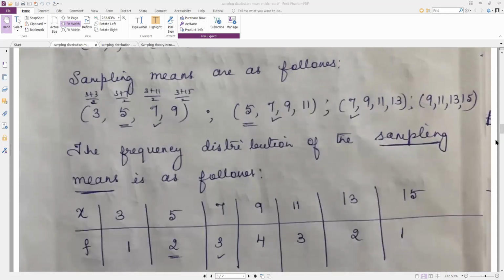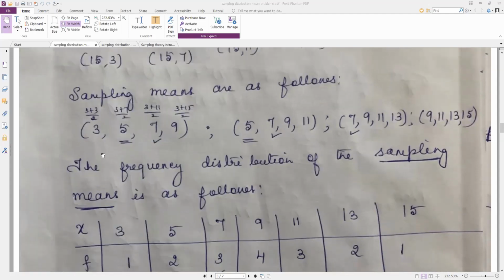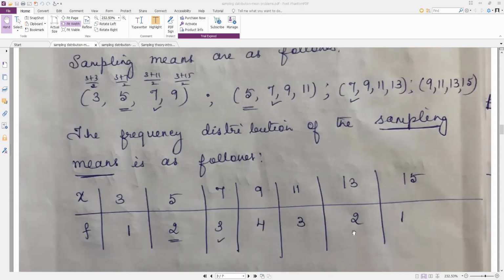The frequency distribution of the sampling means is as follows. Here X are the sample means, and then we need to write the frequency. Now, which are the sample means? We got 3, 5, 7, 9, 11, 13, 15. 3 is repeated how many times? Only one time. 5 is repeated 2 times. 7 is repeated 3 times. 9 is repeated 4 times. Like that, you can write the frequency distribution of sampling means.